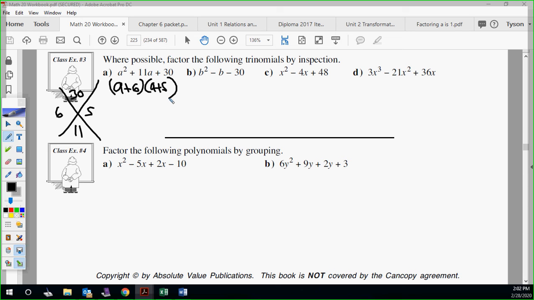Okay, negative 30. So if you want to do the X again, you can. So negative 30, difference of 1, so it's a negative 1 there. So factors of 30 that are 1 apart would be 6 and 5. Since that's negative, the bigger number is negative, because negative 6 plus 5 is negative 1 in that case. So b minus 6, b plus 5.